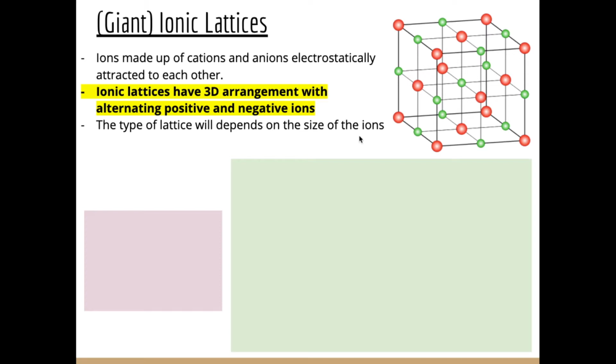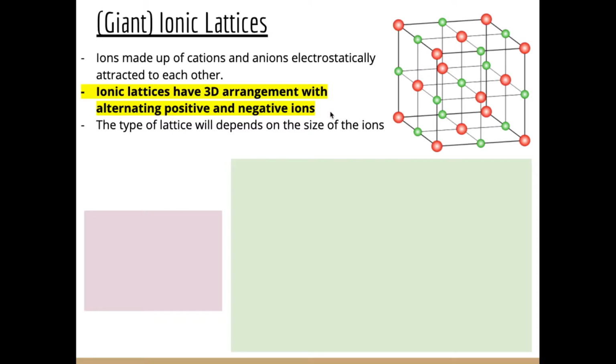The type of lattice will depend on the size of the ions. We know from our periodic table, depending on how many protons, neutrons and electrons we have, we get different sizes of atoms. Consequently, we're going to have different sizes of ions when they gain or lose those electrons. So which kind of lattice they make up will depend on how big these ions are. For example, sodium chloride is just going to be a simple cubic lattice.